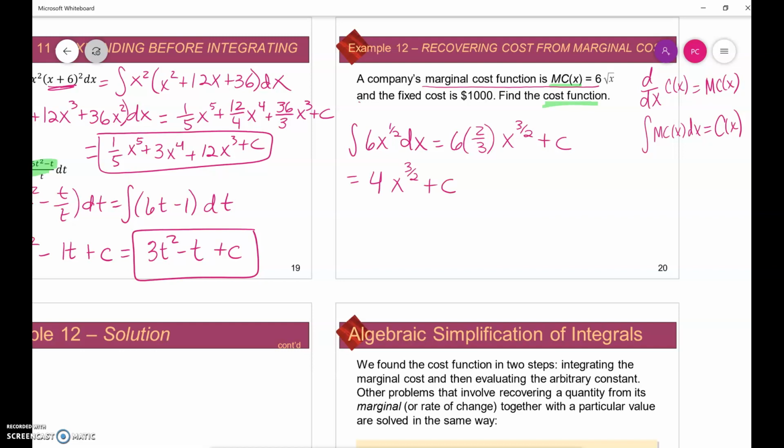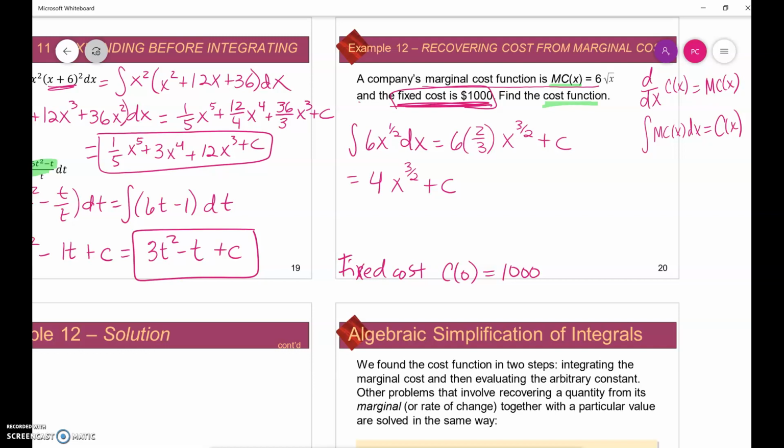But that's not a very useful cost function to have an arbitrary constant in there. Well, they've given you that C value, the fixed cost when x is equal to 0. No matter what, what they have to pay is $1,000. That fixed cost, 9 times out of 10, ends up being the C. Okay? Because fixed costs are C of 0. So in this case, it's $1,000.